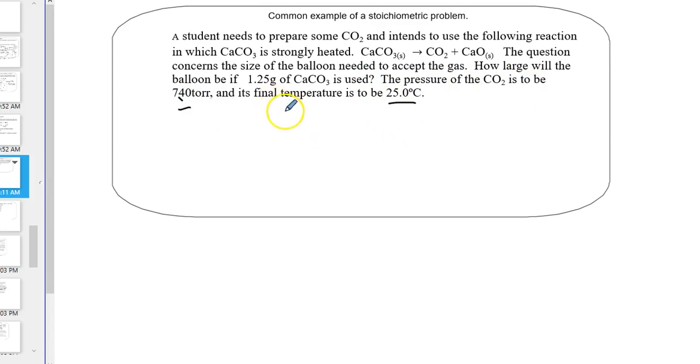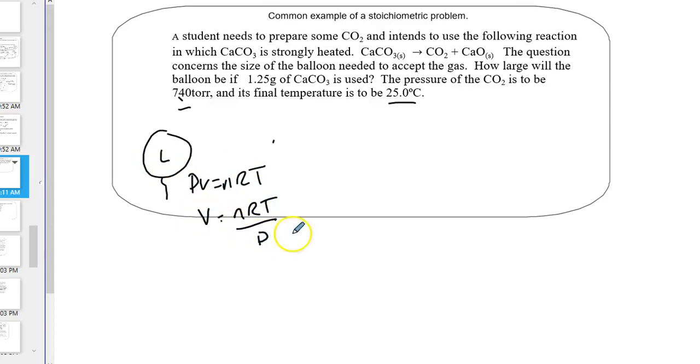Okay, so this is just going to be kind of a stoichiometry and ideal gas question. That's the way a lot of them work out. So first things first, let's start working our way backwards. We got the balloon, and we're looking for the size of the container. So how large will it be if 1.25 grams is used? I'm looking for liters. So in this case, that's PV equals nRT, and V equals nRT over P.